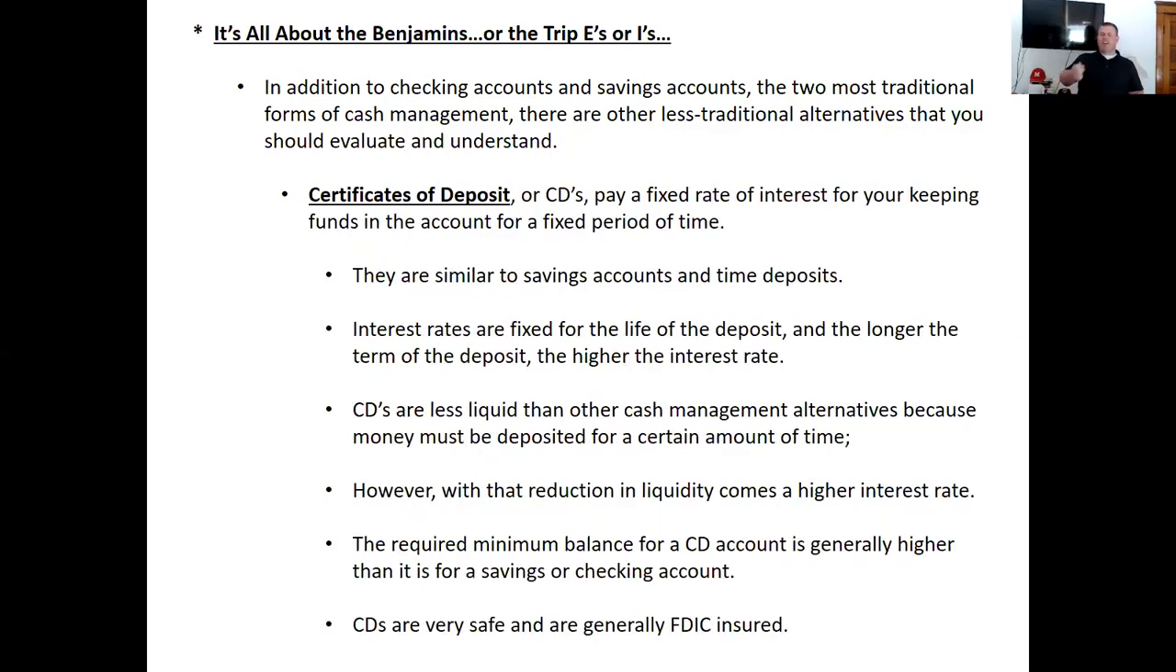Certificates of deposit, or CDs, that I've already spoken about, pay a fixed rate of interest for your keeping funds in the account for a fixed period of time. And they're similar to savings accounts and time deposits. Interest rates are fixed for the life of the deposit, and the longer the term of the deposit, the higher the interest rate. CDs are less liquid than other cash management alternatives because money must be deposited for a certain amount of time. However, with that reduction in liquidity comes a higher interest rate. And the required minimum balance for a CD account is generally higher than it is for a savings or checking account. CDs are very safe. They're generally, again, FDIC insured.